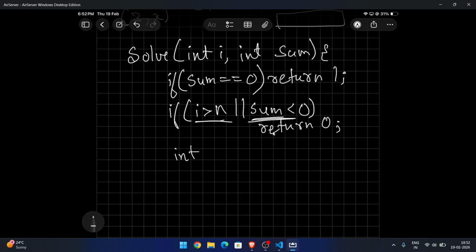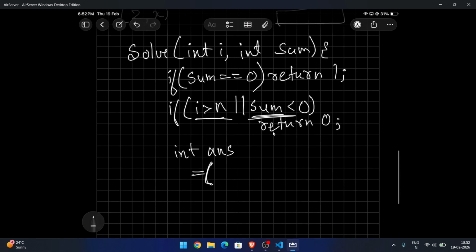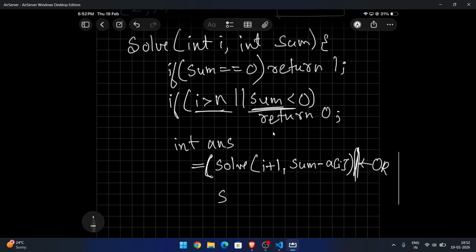Now, what would be the answer? Answer would be the OR of two options. If we choose to take this, then the answer would be I plus 1, sum minus array of I, or this is, or if I do not choose. Okay, so I would simply return that answer.